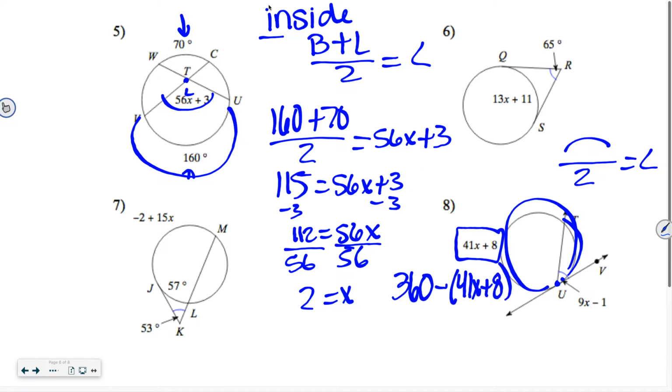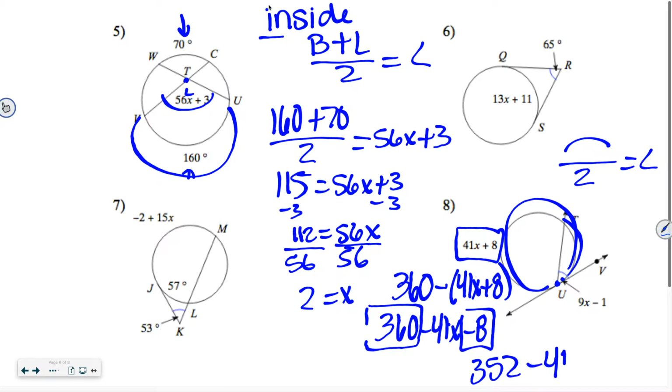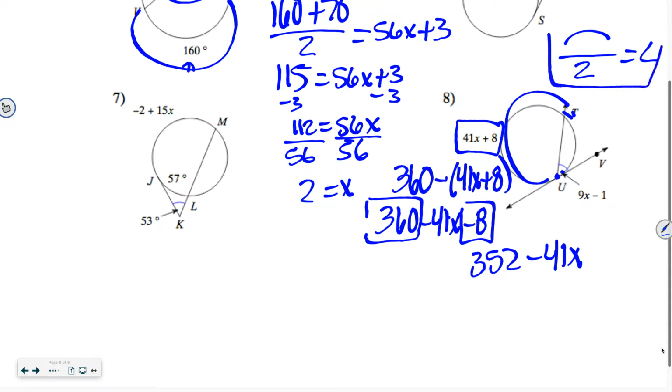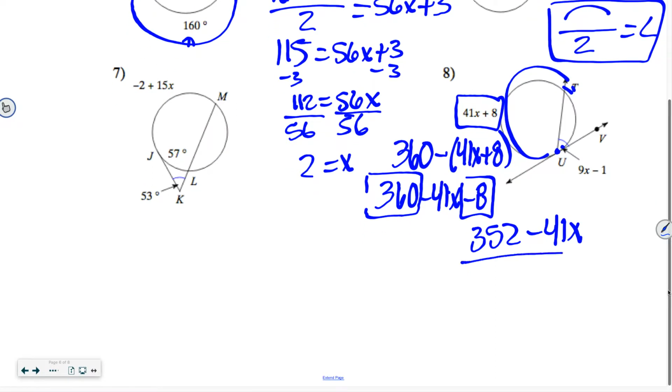41x plus 8. So that's going to be 360 minus 41x minus 8. I'm going to combine my like terms here. So I'm going to get 352 minus 41x. That's going to be this part of the arc over here that I need. Okay, and so remember we said if it's on the circle, it's the arc divided by 2 equals the angle. So this is our arc divided by 2, and it's going to equal our angle.